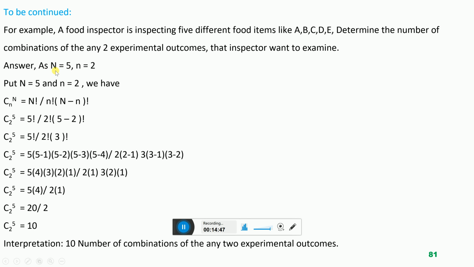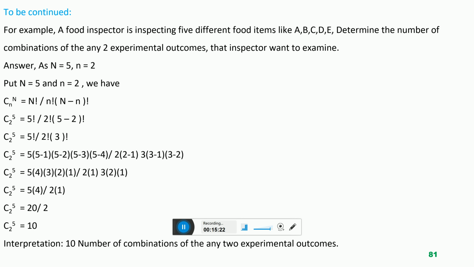Answer: the total number of food items, total objects, total experimental outcomes are 5. Total experiments are 5, you can say, to examine food items, 5. So these are 5 experiments, and each experiment carries 2 outcomes, that the item will be defective or non-defective. So these are the 5 trials, 5-step experiments, and each step carries 2 outcomes, that the food item is defective or non-defective.